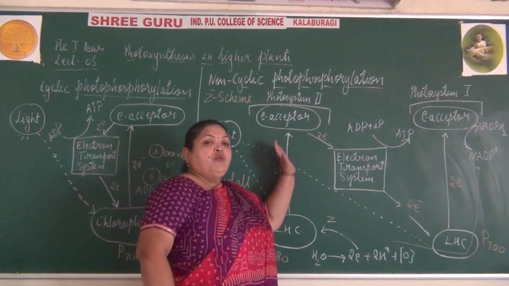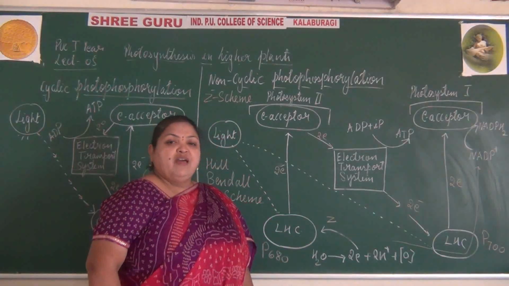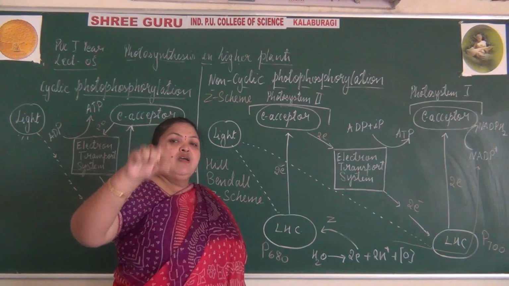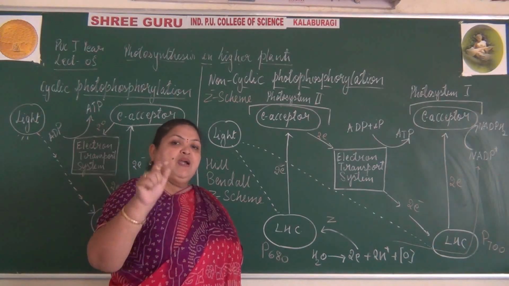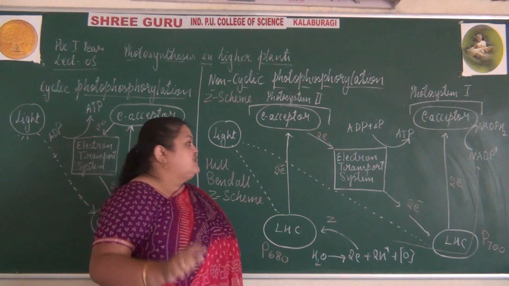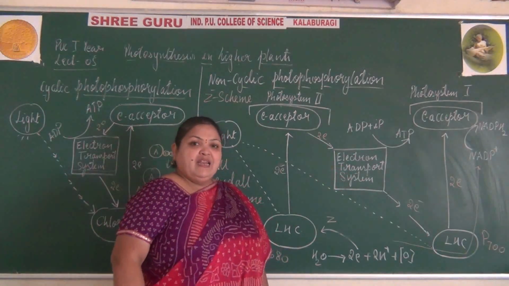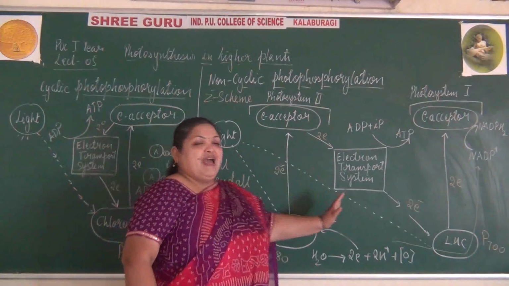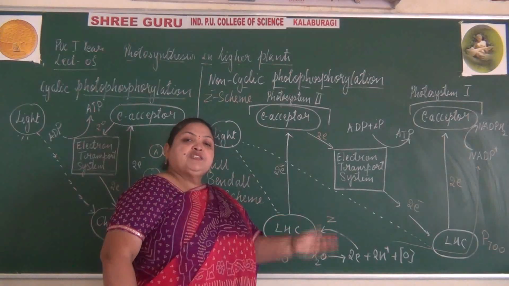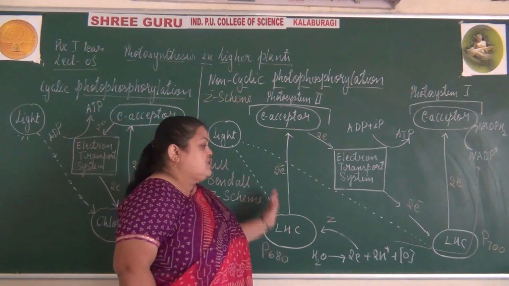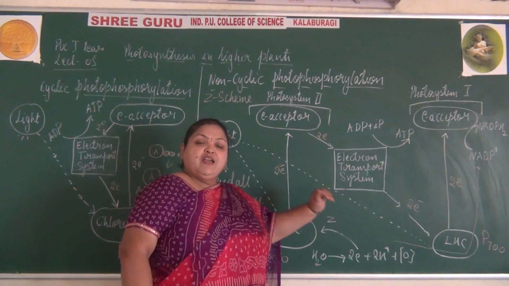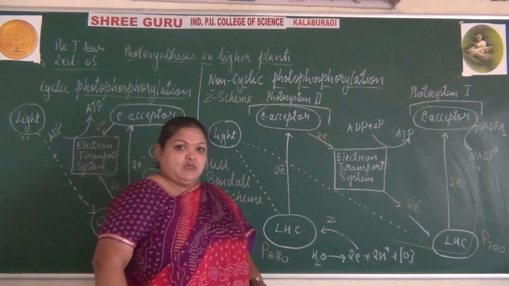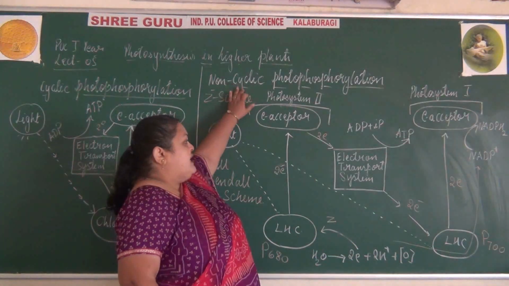There is unidirectional movement of electrons from the pigment molecules, ultimately resulting in the synthesis of ATP and NADPH2. So this scheme is unidirectional, and why is it called non-cyclic? Because the movement of the electrons does not reach back to the photosystem. So it is called non-cyclic.